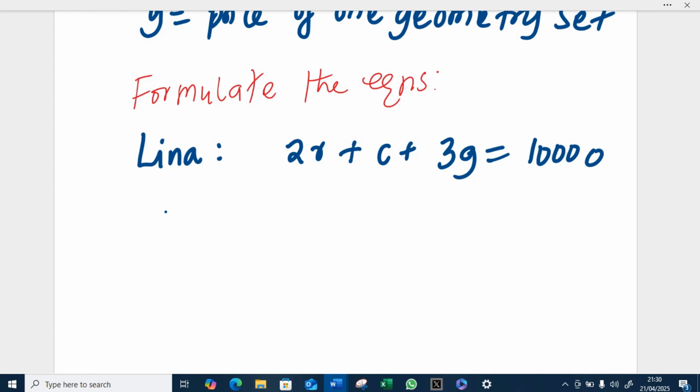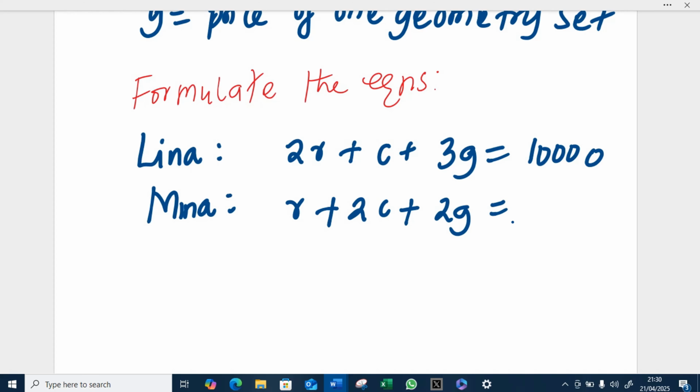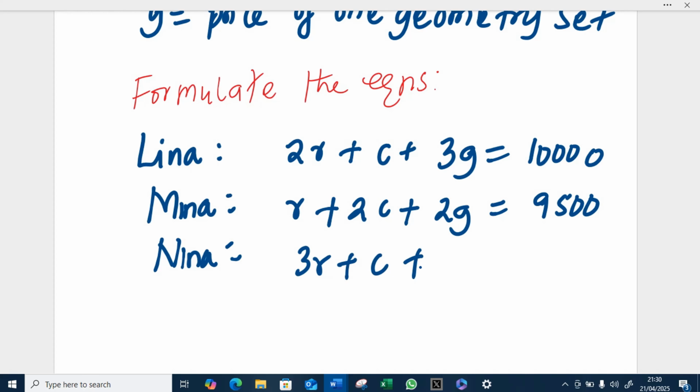That is Lina. Then let's talk about Mina. Mina bought 1 ruler, 2 calculators, and 2 geometry sets at a total cost of 9,500. Then Nina bought 3 rulers, 1 calculator, and 1 geometry set at a cost of 8,000 Ghanaian shillings.